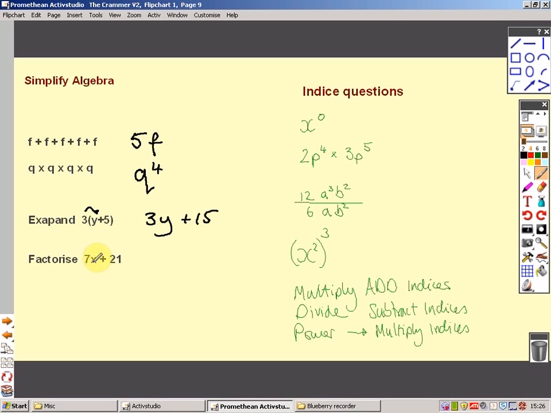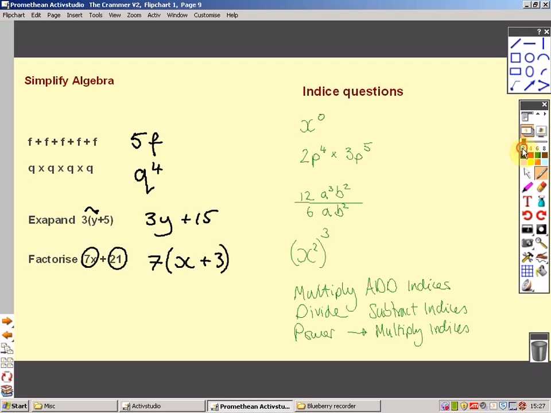Factorize 7x plus 21. What is common to both the 7 and the 21? We're looking at that actually. 7's in both. So I can put a 7 outside the bracket. x plus what times 7 gives me 21? The answer is 3. So it's 7 brackets x plus 3.